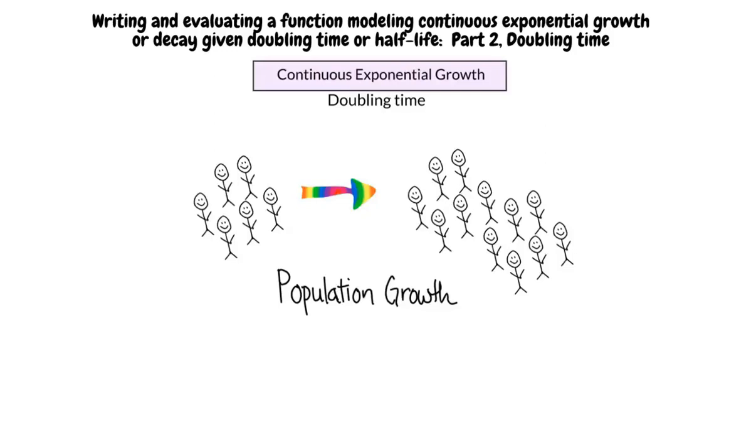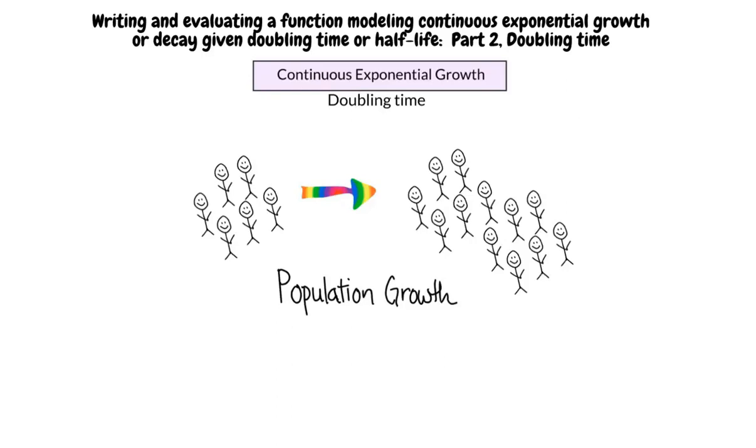This is the second of 2 videos for the topic, Writing and Evaluating a Function Modeling Continuous Exponential Growth or Decay Given Doubling Time or Half-Life. This video will focus on continuous exponential growth, which is often used for population growth of anything from humans to bacteria, as these organisms are constantly reproducing.